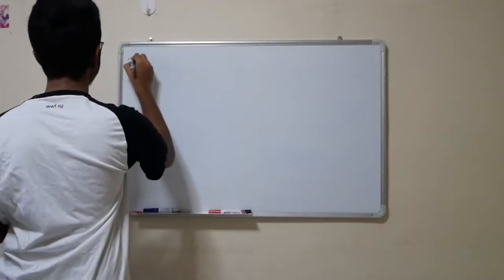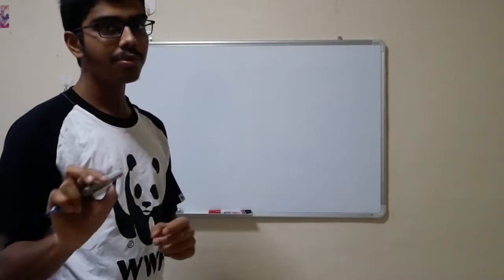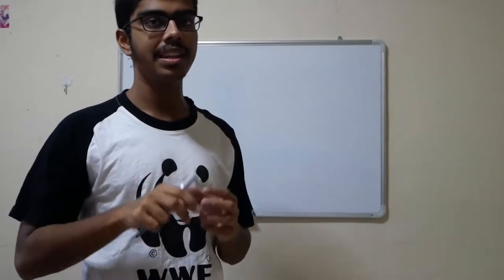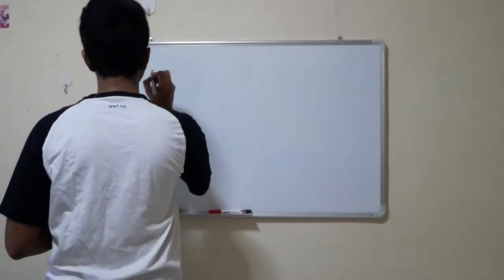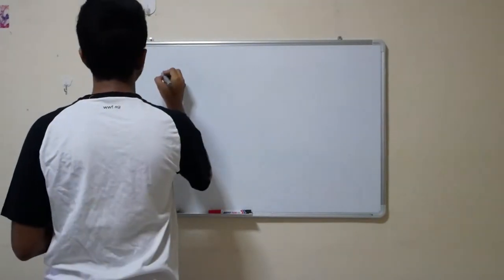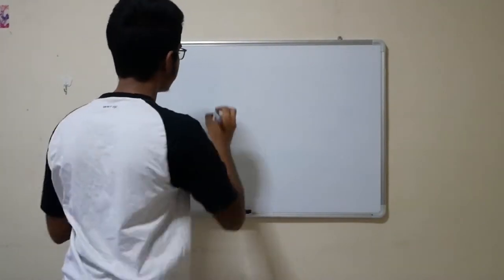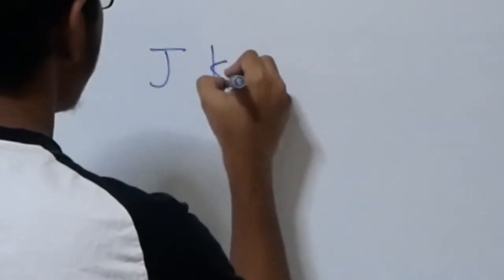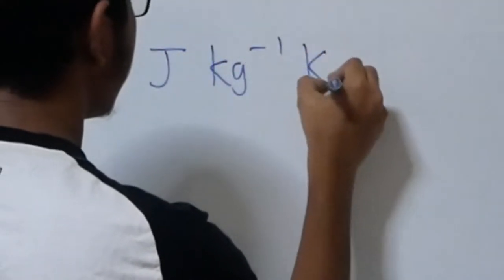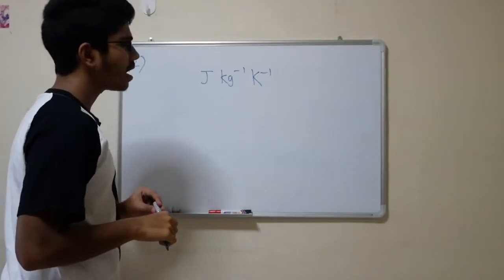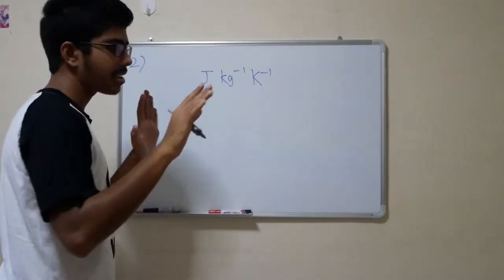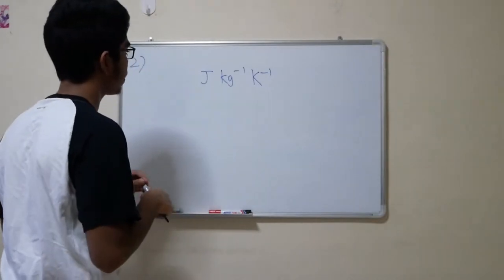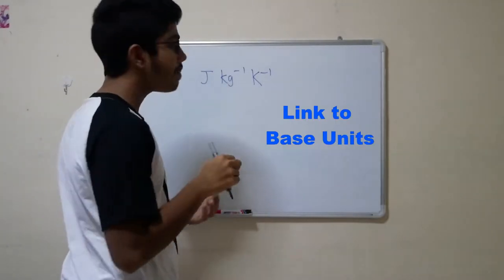Alright guys, number two. This strategy is really foolproof and it's very effective when you forget important formulas that you have to remember when answering a question. I'll give you an example. Maybe you see this unit, joule per kilogram per Kelvin, and you're like, I don't seem to recall a formula. You start to panic during the exams. Just calm down. Look at the units one by one. Link it to their base units.